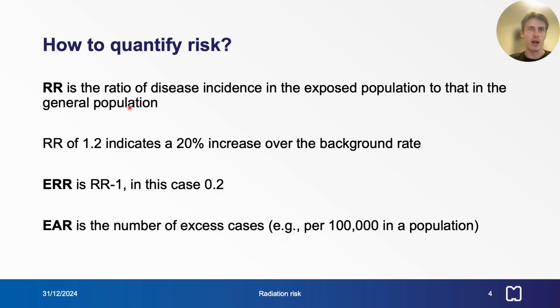As previously described, the relative risk is the ratio of disease incidence in the exposed population to that in the general population. So a relative risk of 1.2 indicates a 20% increase over the background rate. The excess relative risk is defined as the relative risk minus 1, in this case being 0.2. And this would still represent a 20% increase over the background rate. Excess absolute risk is the number of excess cases, usually per capita, here for example, per 100,000 in a population.